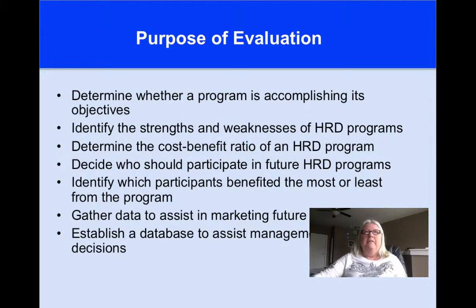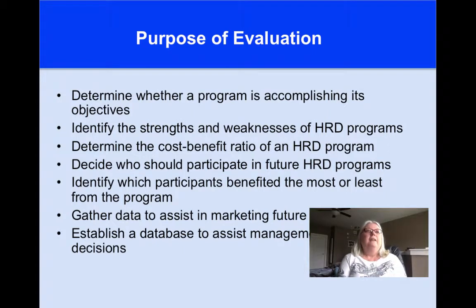So the purpose of an evaluation, well, there are many purposes. We want to know if it accomplished the objectives that we set in the design phase. Remember when we talked about setting objectives? We want to identify the strengths and weaknesses. We want to determine whether there was a gain. We'll do a cost-benefit ratio. Want to determine who should participate in future programs, who got the most out of it, who got the least out of it. So these are things we can use in going forward and doing future programs.